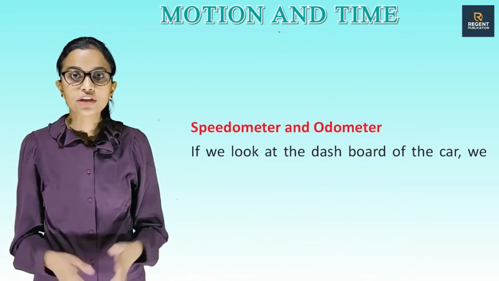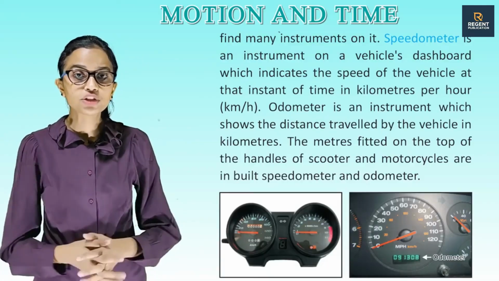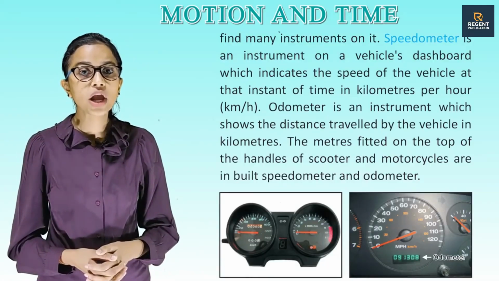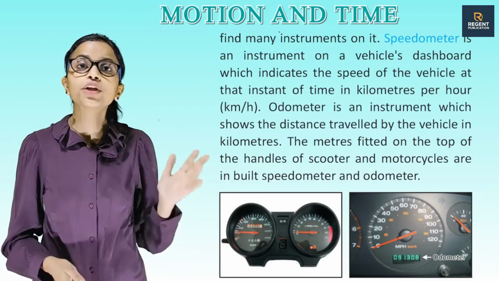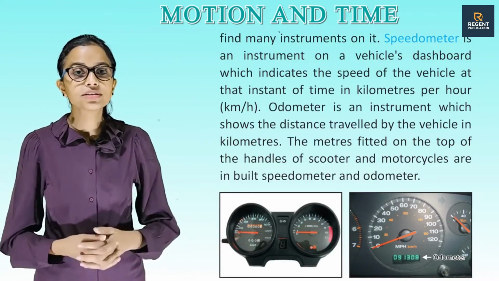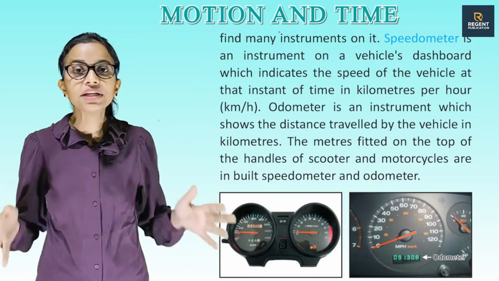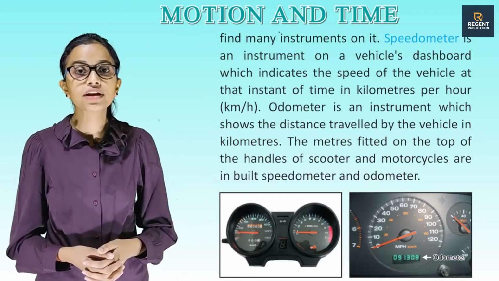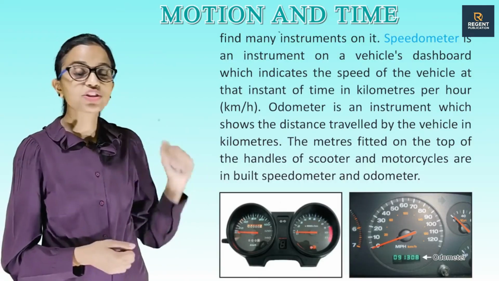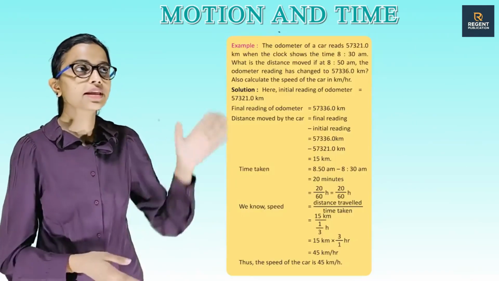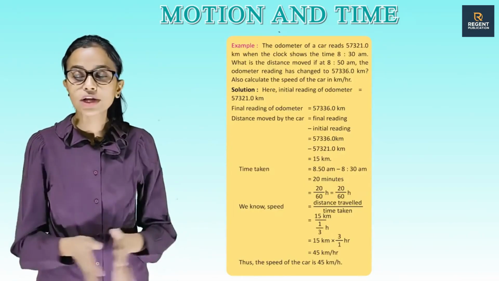Speedometer and odometer. If we look at the dashboard of the car, we find many instruments on it. Speedometer is an instrument on a vehicle dashboard which indicates the speed of the vehicle at that instant of time in kilometers per hour. Odometer is an instrument which shows the distance traveled by the vehicle in kilometers. The meters fitted on the top of handles of scooters and motorcycles are inbuilt speedometer and odometer, as shown in the picture. So students, there is another example which is given. So go through it and also try to solve it.